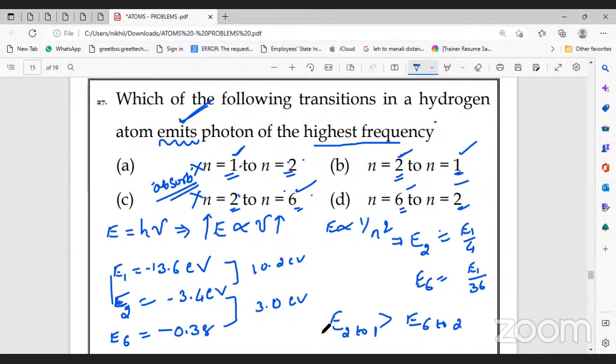So clearly, what is your conclusion? More energy, more frequency. So to get highest frequency, you should get highest energy. So where is the highest energy? Highest energy is there in the 2 to 1 transition. Therefore, option B is the right answer.